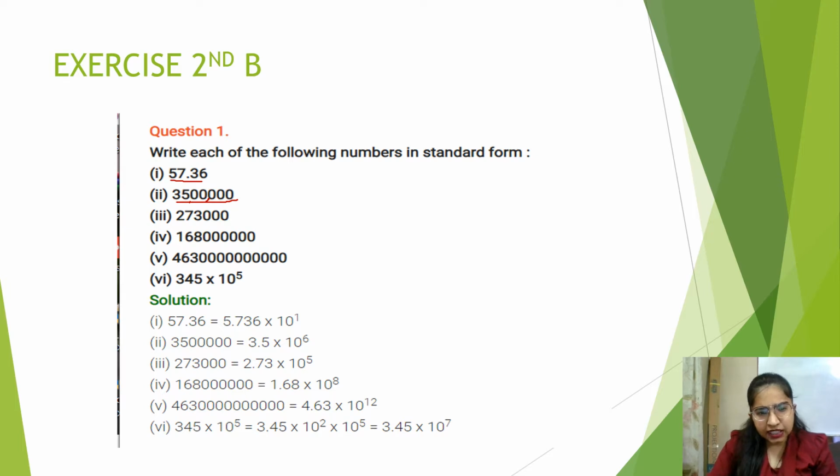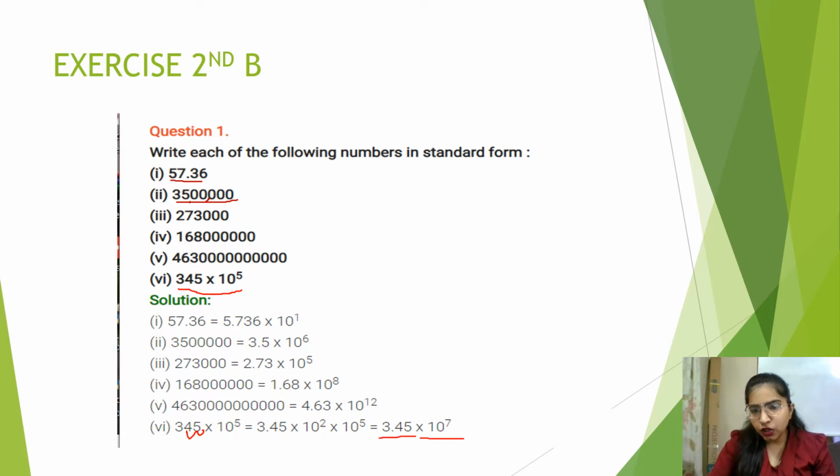Let me explain the last part, question number 6. Question number 6 is 345 into 10 raised to power 5. The point is here, right? You have to shift the point 2 digits. 10 raised to power 5 is already here. 2 digits you are shifting. It will become 10 raised to power 7, and the number will be 3.45.